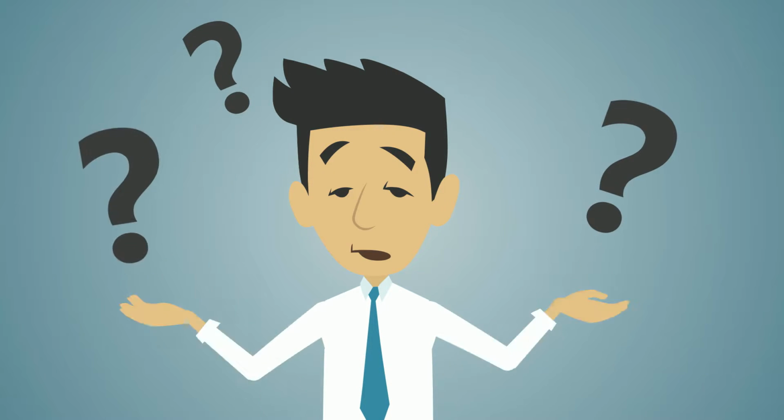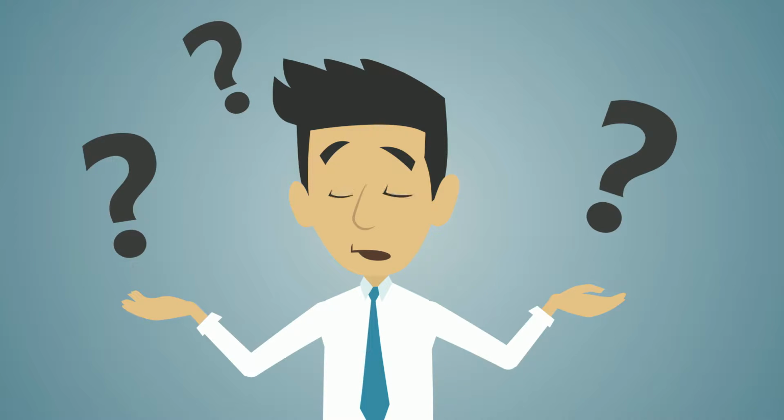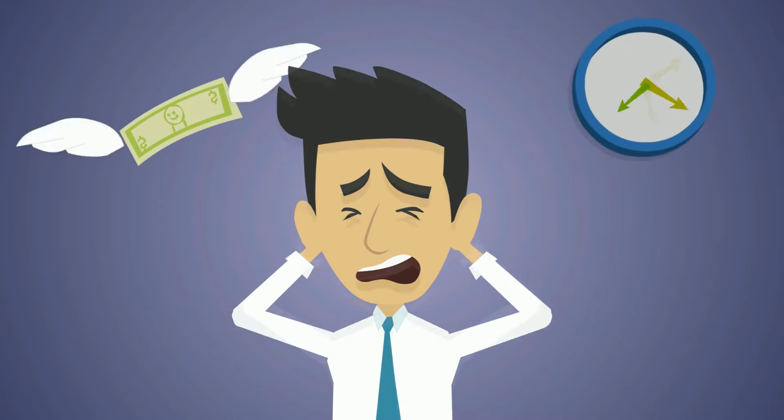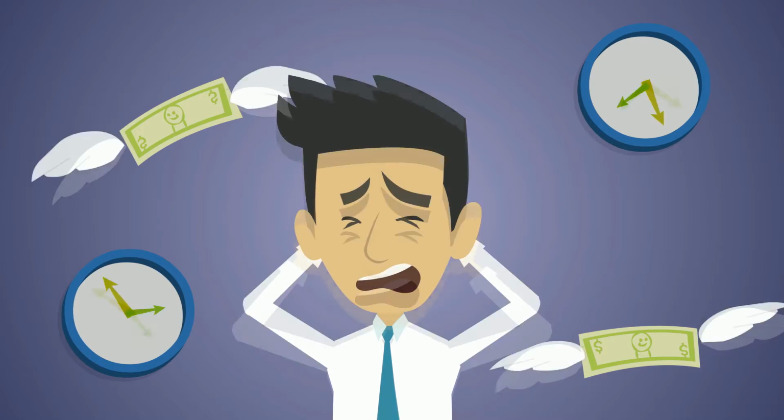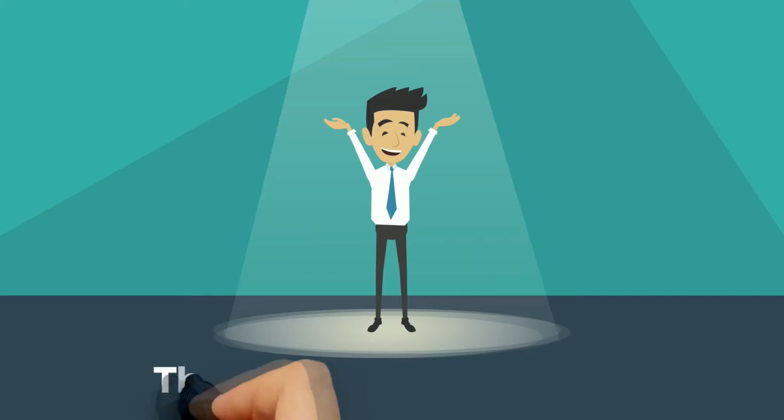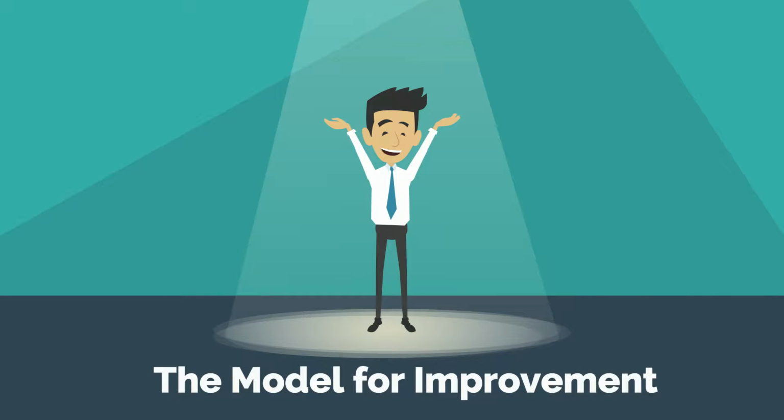Why did Joe test just one of his ideas rather than implementing them all? By testing just one of his ideas, Joe doesn't invest too much time and money in making big changes that may not work. Testing ideas to see if they work is what the model for improvement is all about.